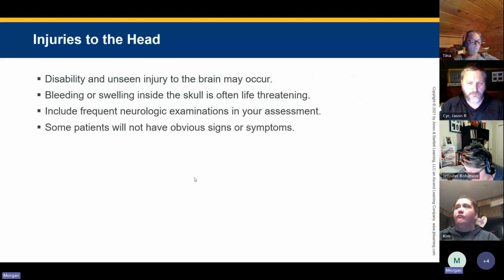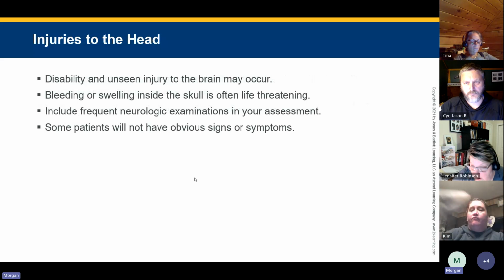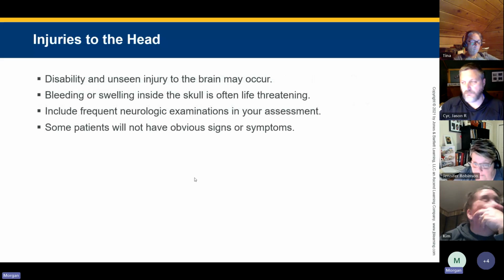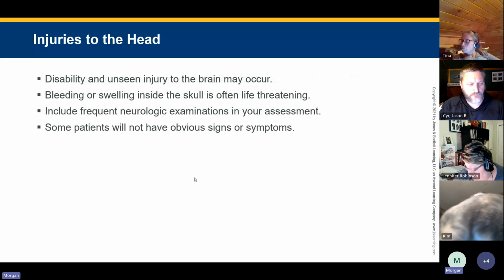Injuries to the head, disability, and unseen injury to the brain may occur. Bleeding or swelling in the side of the skull is life-threatening. So if they're alert and oriented, we need to keep checking their neurological exams if there's any injuries to the head. Some patients don't have obvious signs or symptoms.